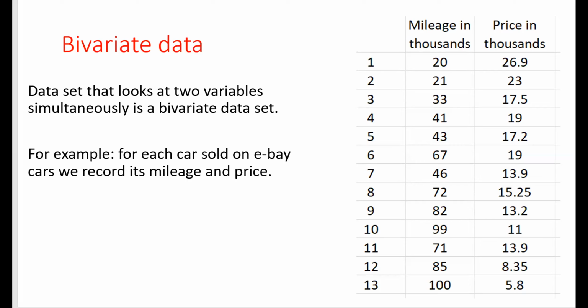So, for example, we have data for cars that are sold on eBay, and for each single car, we're going to record its mileage and price. So two variables. That's bivariate data. Bi stands for two. If we have more than two, we could call it multivariate data, but for now we're going to stay with bivariate data. So for each car in question, we record the mileage and price. Now, what can we do?